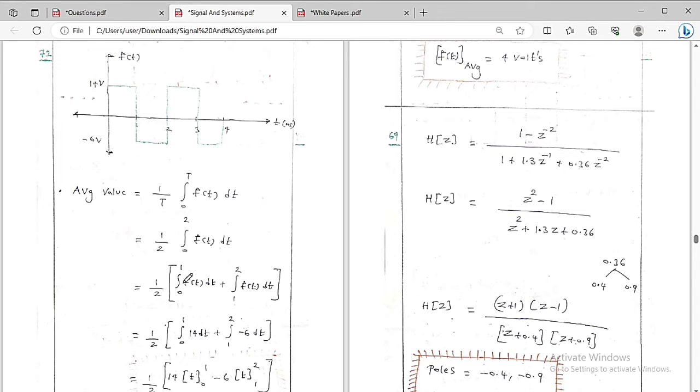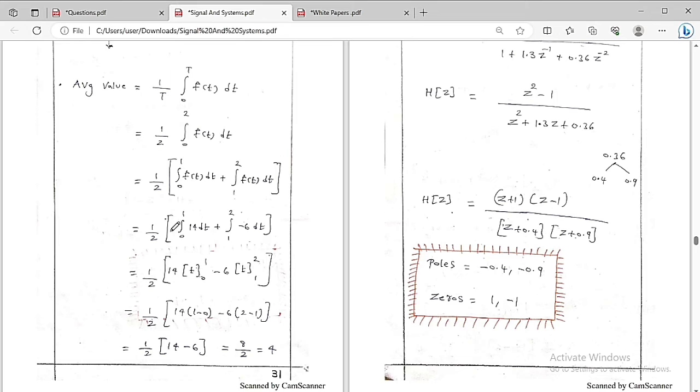Because f of t has different values for different values of time, we are doing the integration from 0 to 2. From 0 to 1 its value is equal to plus 14, and from 1 to 2 its value is equal to minus 6. So integration from 0 to 1 of f of t dt plus 1 to 2 of f of t dt. Substituting, I get 1 by 2 integration of 0 to 1 14 dt plus integration of 1 to 2 minus 6 dt.